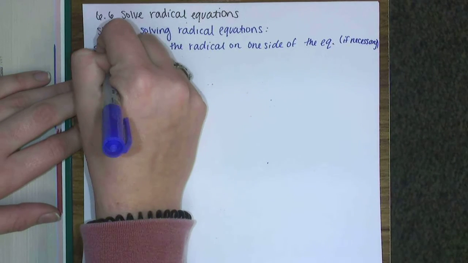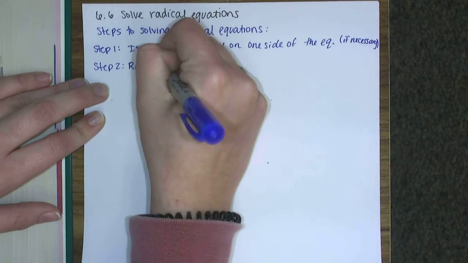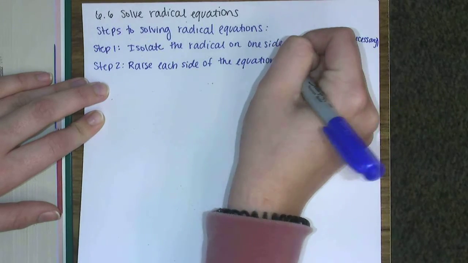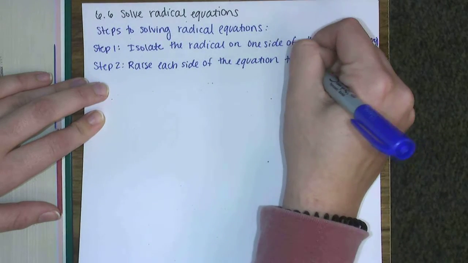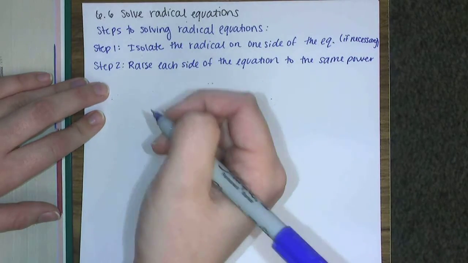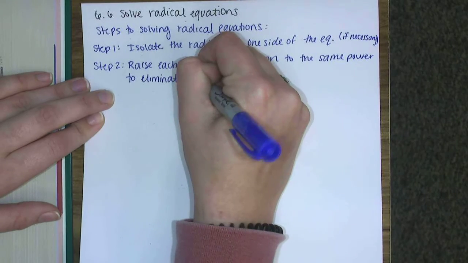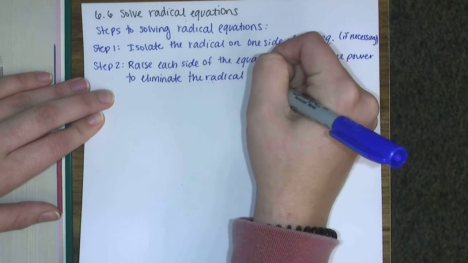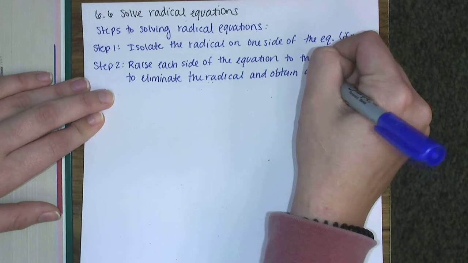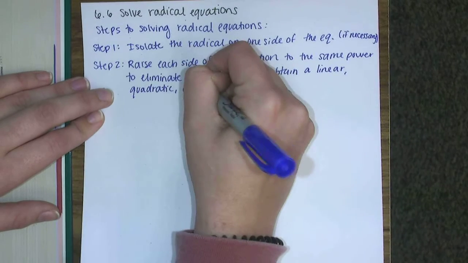Step 2, raise each side of the equation to the same power to eliminate the radical and obtain a linear, quadratic, or other polynomial equation.